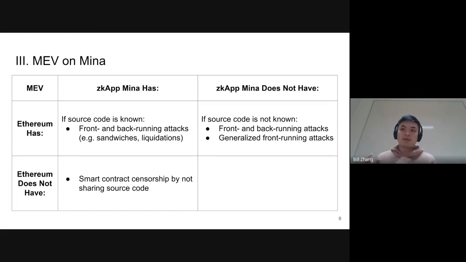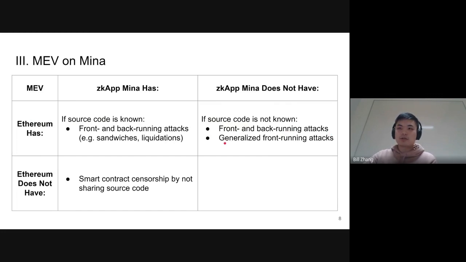There are also other forms of MEV that, if the source code is known, then Ethereum would have to deal with, that Mina doesn't have to. So in particular, because the source code on Mina is not by default completely public to everybody, if you don't happen to know the source code for a certain ZK app, you can't do certain types of MEV that you could do on Ethereum. So that's why this quadrant now has content, whereas on the previous slide it didn't, which is to say, if you don't know what the source code is for a ZK app, you can't do front-running and back-running attacks.